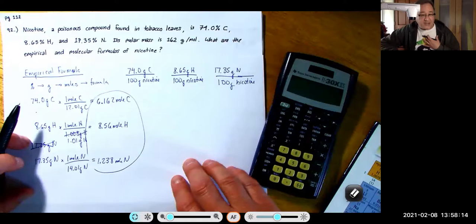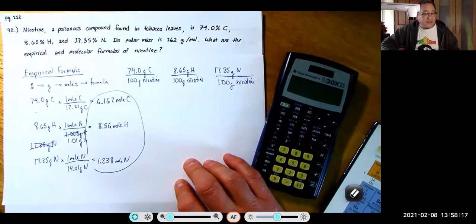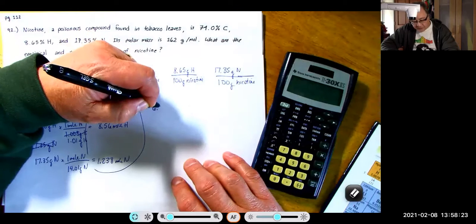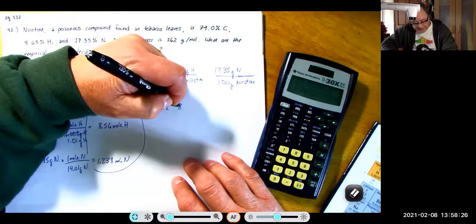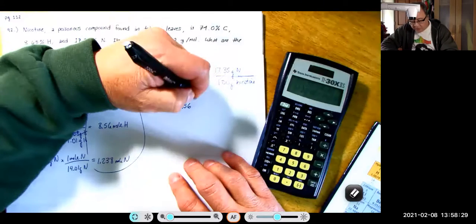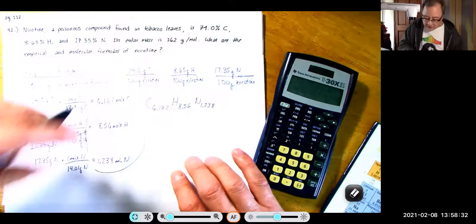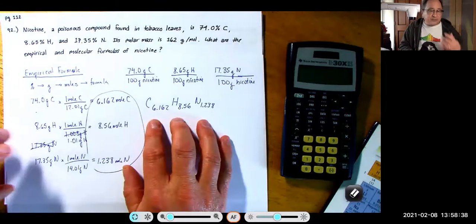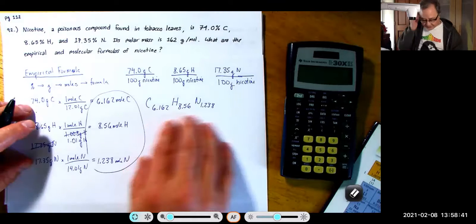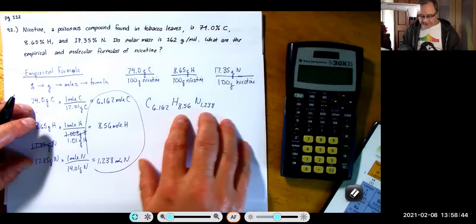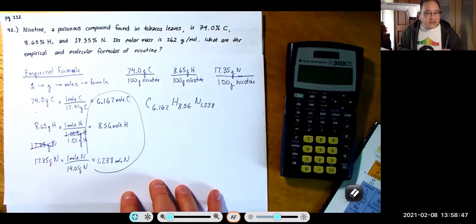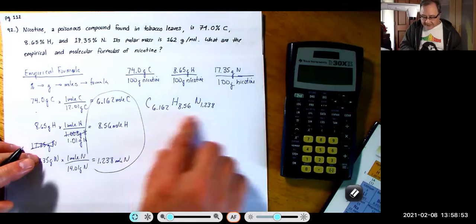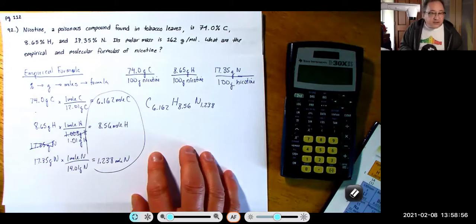So what do you do with these numbers? I'm going to show you how I deal with it. It's the easiest way for me to think about it. This means that I've got carbon 6.162, hydrogen 8.56, and nitrogen 1.238. That's the ratio, because formulas show the ratio of atoms. However, the formulas show the simplest ratio of atoms, and we don't get to have fractions. So how do we get rid of all these fractions? And how do we make sure that none of these numbers is less than 1? Because you can't have less than 1 atom. And the answer is I take this and I divide by the smallest.